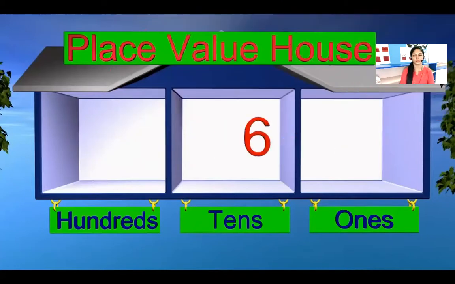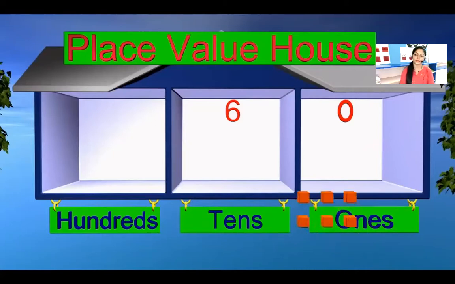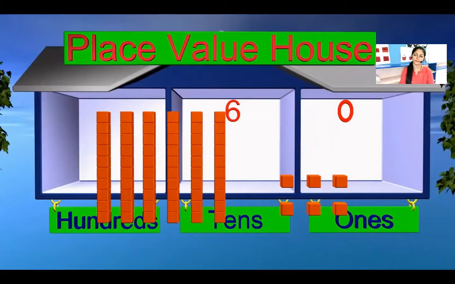This is the number 6, and it is in the ones room. If we represent this number with blocks, we would have 6 ones blocks. So we have 6 in the ones place, but what if we move the 6 to the tens place? Does that change anything? We can see the difference between the 6 in the ones place and the 6 in the tens place by using the blocks. Here we have the 6 ones, and here we have the 6 tens blocks.